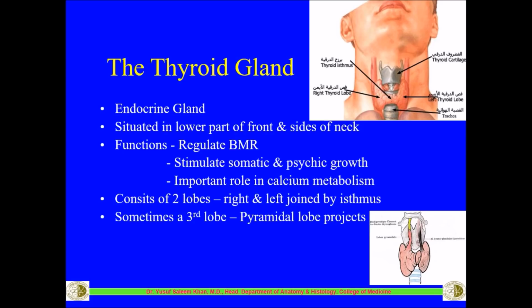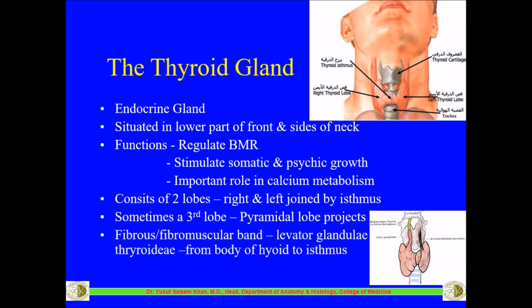And sometimes there might be an additional lobe. This will be called the pyramidal lobe. If you can see here in this picture, they have shown the two lobes, and there is an additional extension, usually from the isthmus or partly from one of the lobes. So this will be a prolongation of this gland. This is called the pyramidal lobe.